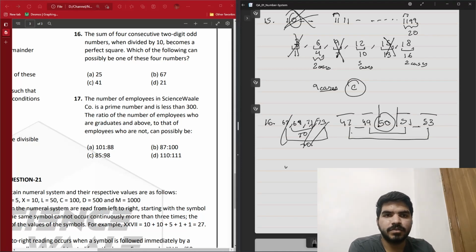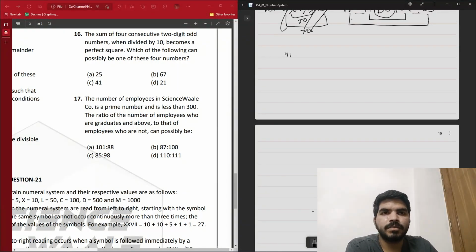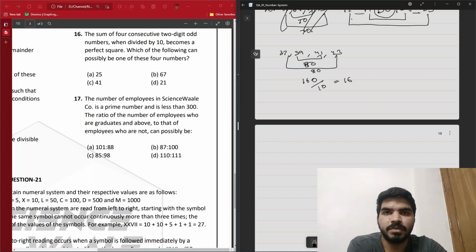For option C, 41. Wait a minute. I mean, before 41 also there: 37, 39, 41 and 43. These two 40, these two 40. Sorry, 80. Sum will be 160 divided by 10, 16. It's a whole number. Option C will be the answer.